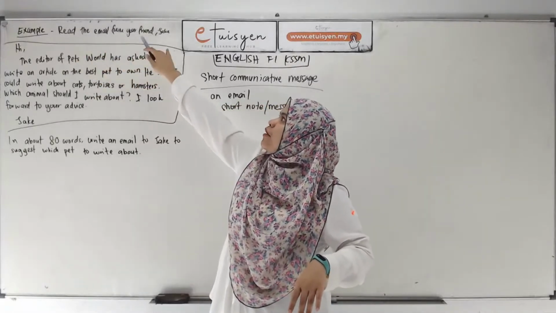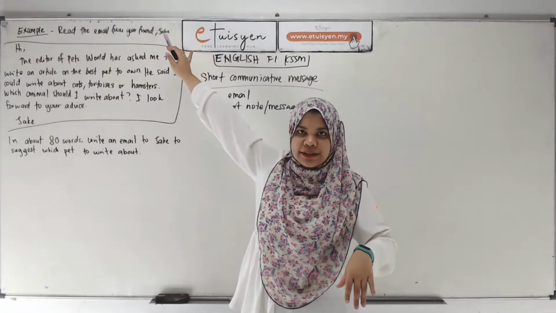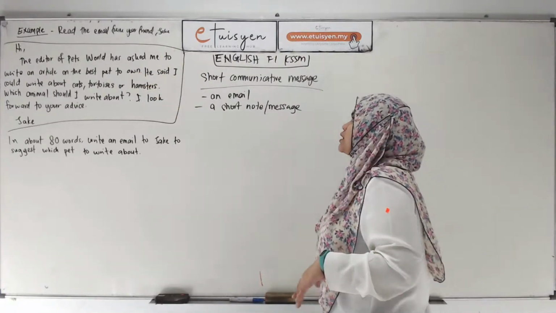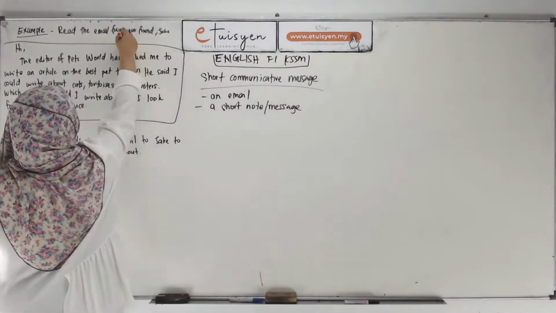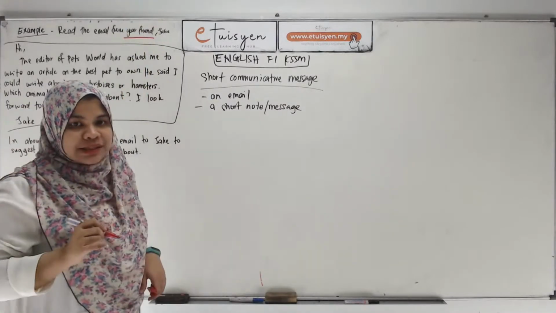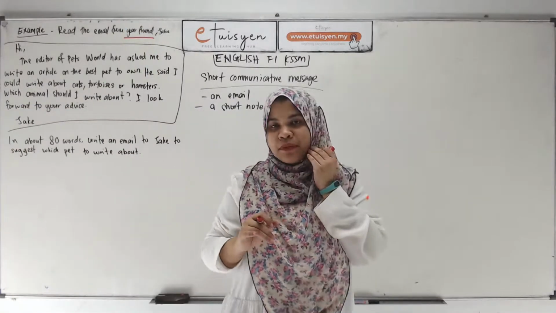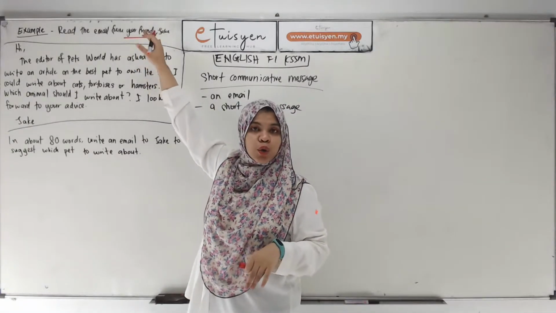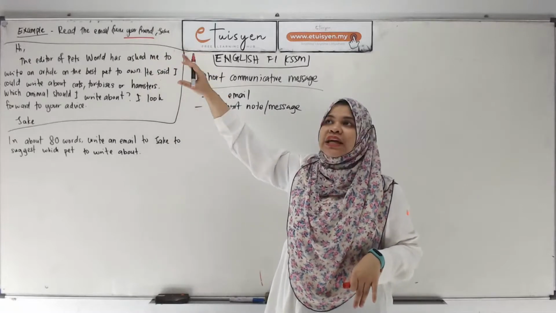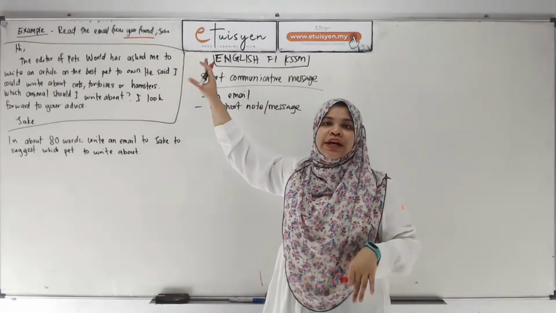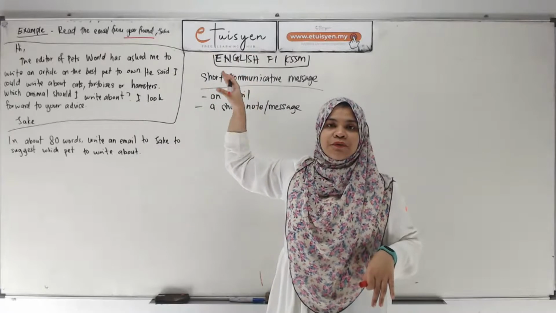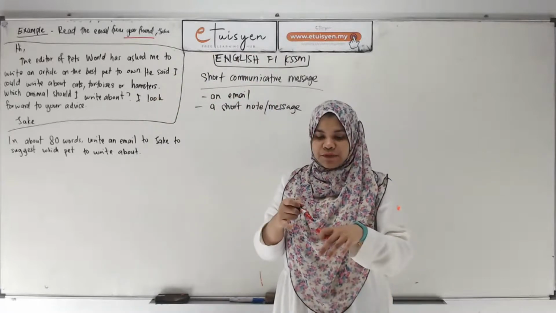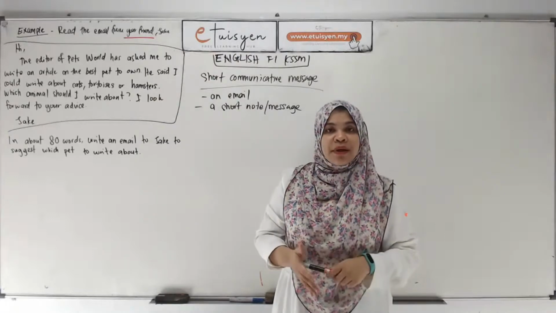Read the email from your friend Jake. So this email, this example that I have from you here is from your friend. Please take note of this, sebab ni penting. Okay, because kenapa kena tahu siapa yang tulis email ni? Who do you receive the email from? Is it your friend? Is it your teacher? Is it from the government? Is it from your father? Is it from your cousin? Or is it from your grandmother?